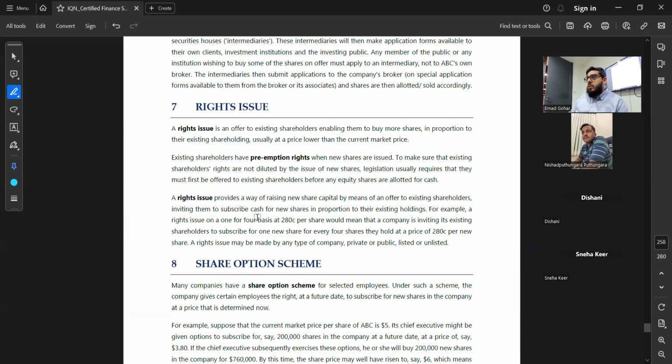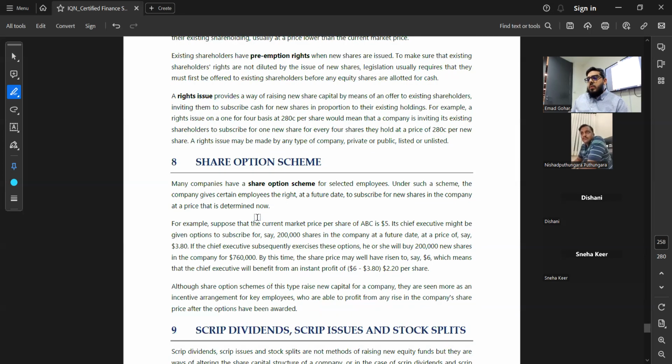Remember rights issue? You have existing owners. It is their right that they should be offered the shares first, right? Then share option scheme: you give it to your senior employees, directors. You tell them, okay, after many years, you have the option to buy the share at this price. So they work towards it, right? And then I also discussed with you, they can do manipulation. And I gave you some examples also. In the past, big companies went bankrupt because of manipulation.